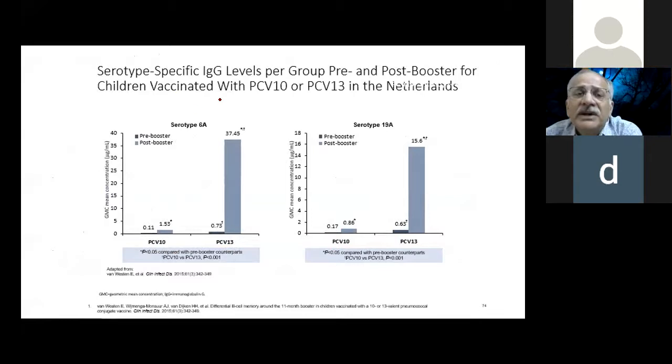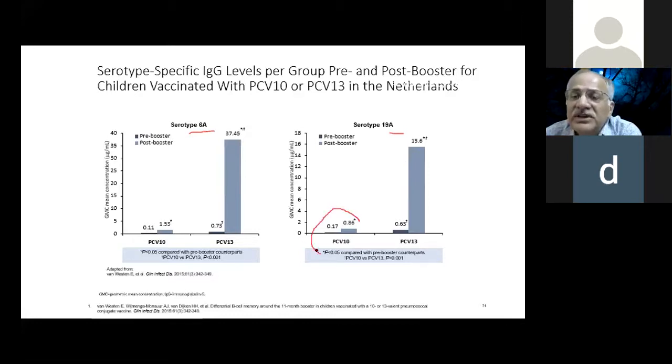These are the serotype IgG levels, pre and post booster, in children vaccinated with PCV10 in the Netherlands. So if you see PCV10 in terms of 6A, and this is in terms of 19A, in 6A, pre and post booster levels do increase, you can say 10 times, but actually they are nowhere comparable to what it was in PCV13, same as with 19A. The levels have increased 8 times, but here it is much more, almost 30 times, when you use the direct protection as compared to the indirect protection.